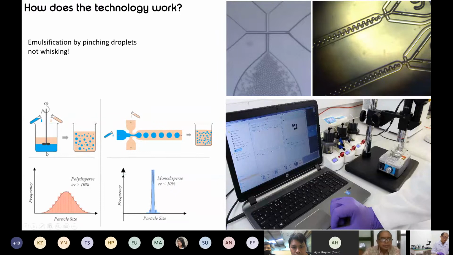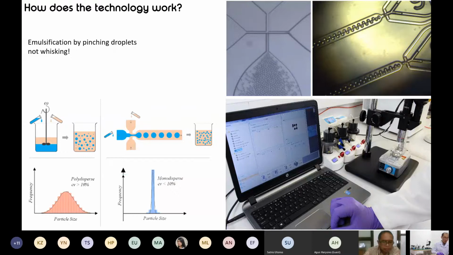Because too many factors can affect the batch method, like temperature, mixing, or the energy applied like stirring, it causes a very poorly dispersed particle size distribution. It's different from the batch method: in the microfluidic method, the emulsification is by pinching droplets, not by whisking. In this case, we pump the two solutions, the continuous phase and the droplet phase, through the chip junction channels to make droplets by pinching.